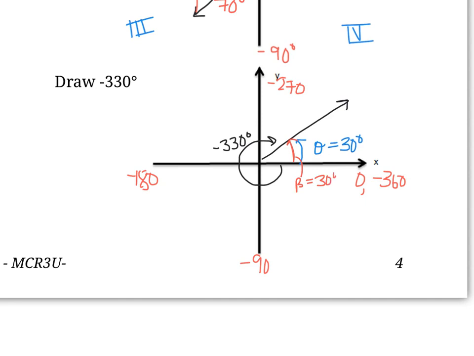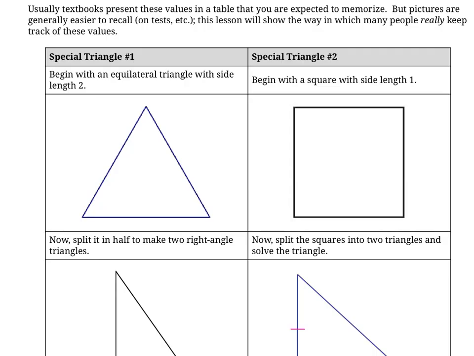It's the acute angle between the terminal arm and the x-axis. Done. Now that we understand the terminology of angles, we're going to move on to special angles and their ratios. So there's a few angles that we have exact ratios for sine, cos, and tan, and we have them memorized.